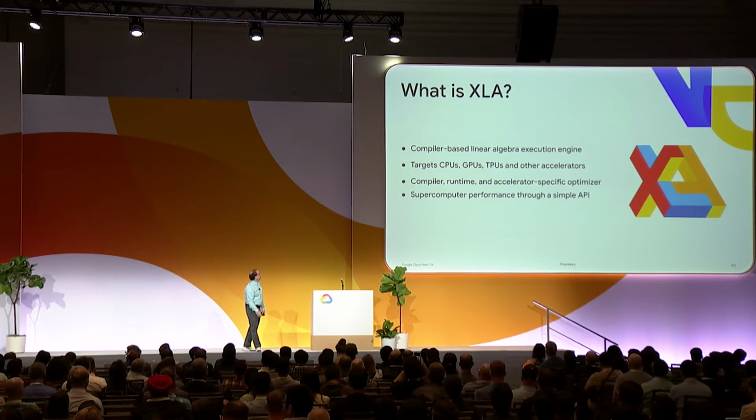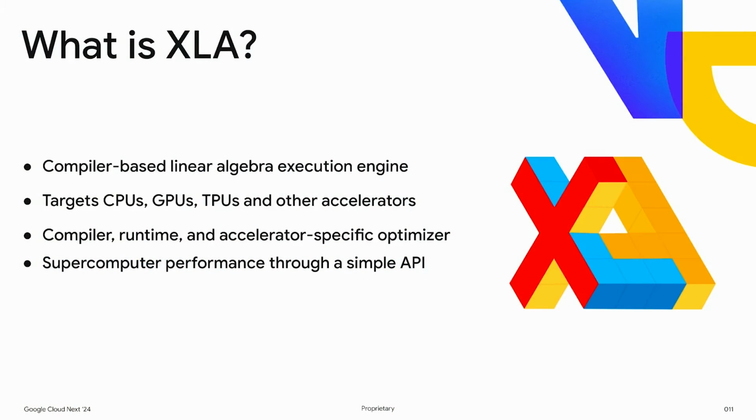Right now. So XLA is a compiler-based linear algebra engine. It's really focused on linear algebra, which of course is the core of ML and AI. It targets CPUs, but really GPUs and TPUs and other accelerators as well. What XLA is really looking to do is to get the best performance out of your code before you're doing a lot of tweaking. It's a compiler, it's a runtime, and an accelerator-specific optimizer. And it's fair to say it actually delivers supercomputer level performance.